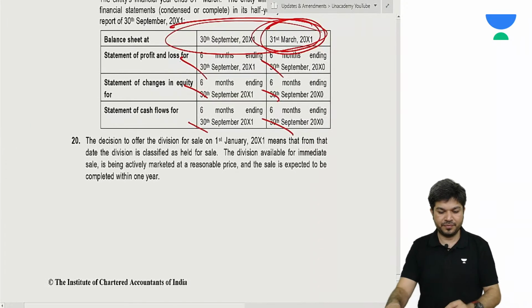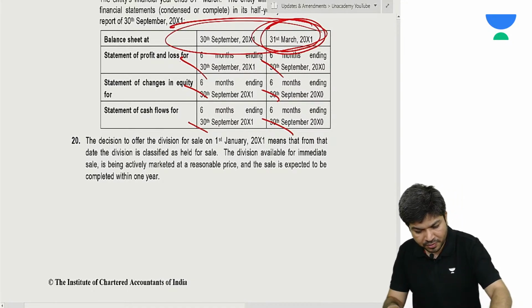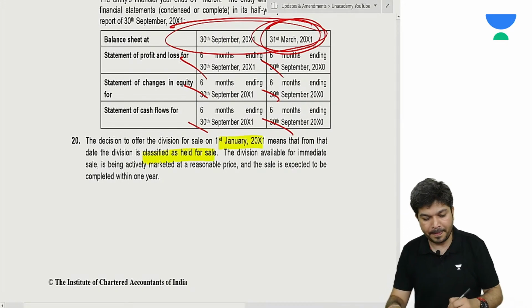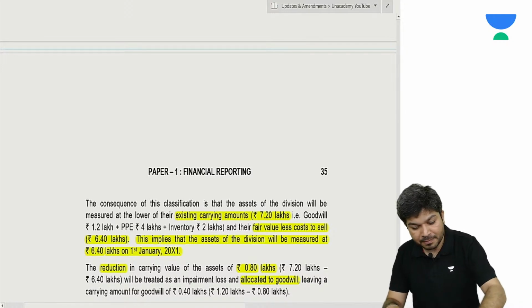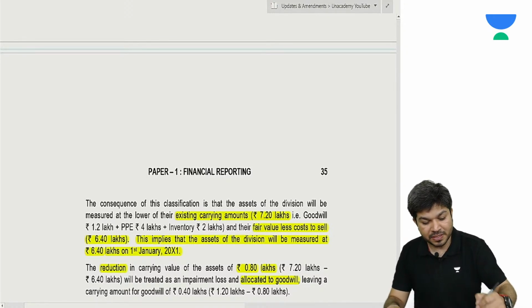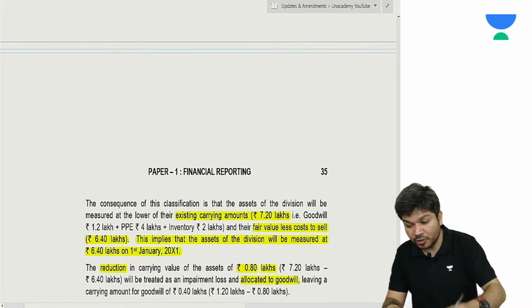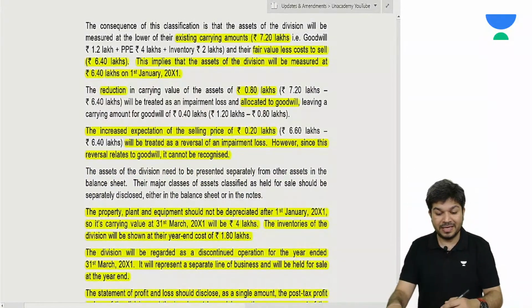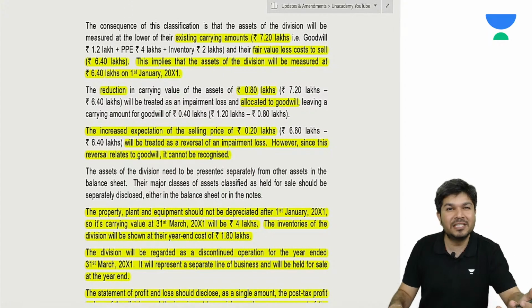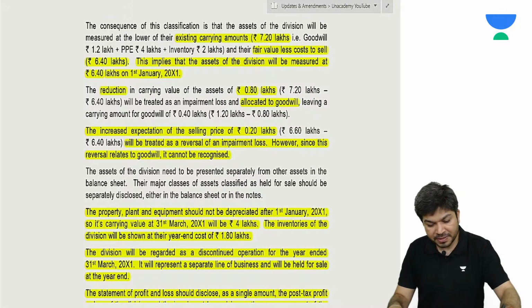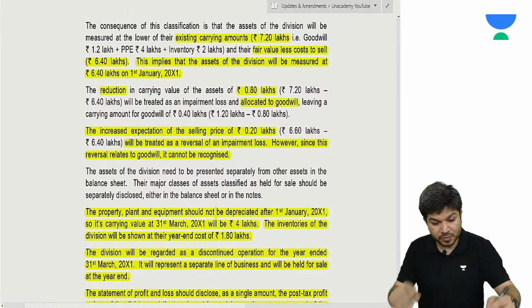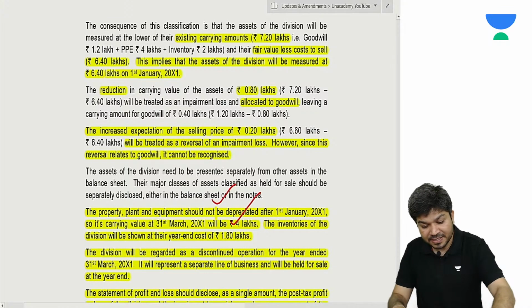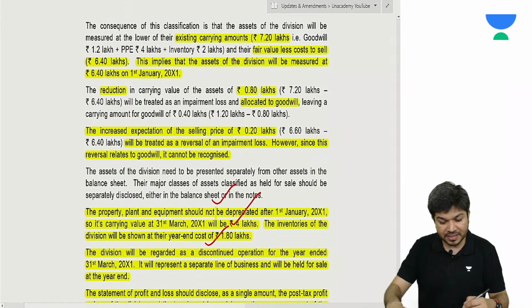So check the solution. We have a similar question. On 1st January, it meets the criteria as held for sale. Okay, it's held for sale. Carrying amount is 7.2. Fair value less cost to sell is 6.4. So there's a reduction of 0.8 allocated to goodwill. Later that 6.4 is becoming 6.6, an increase, but we can't reverse the impairment of goodwill, leave it. Now in March, PP should not be depreciated, it continues at 4 only. Inventory now is 1.8, goodwill remains 0.4 only. This is what is to be done.